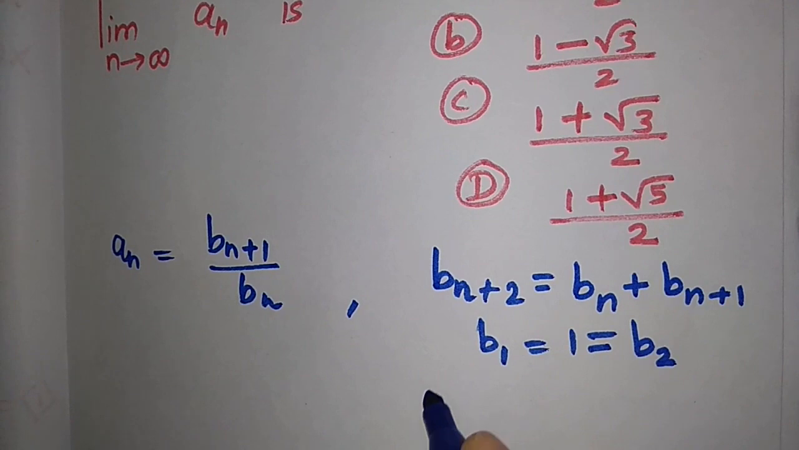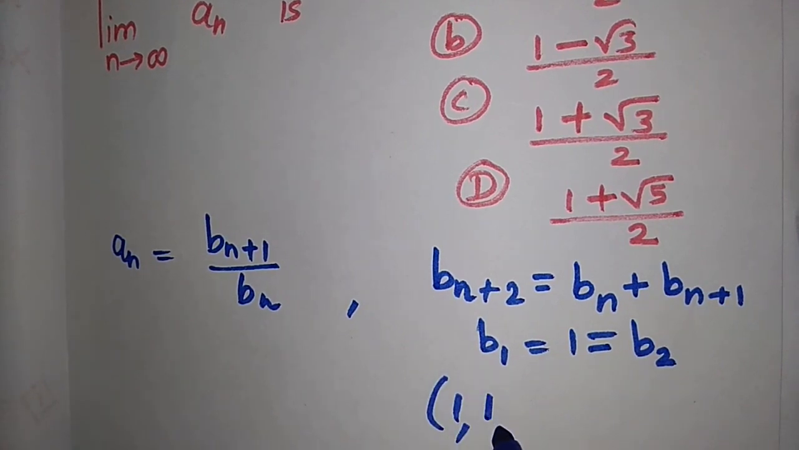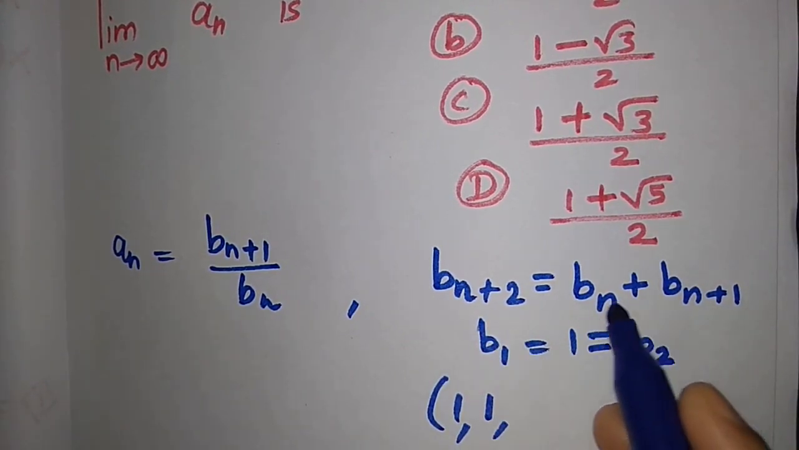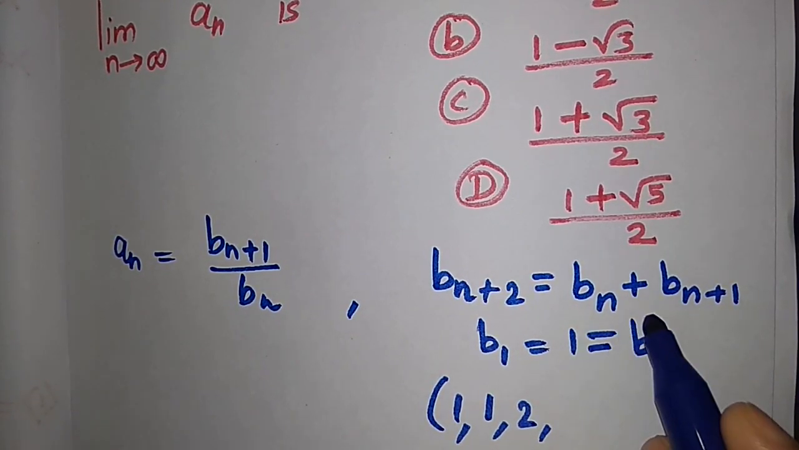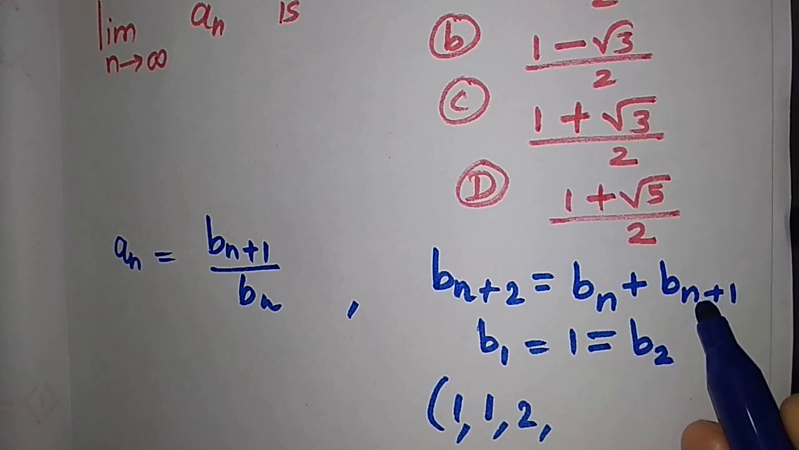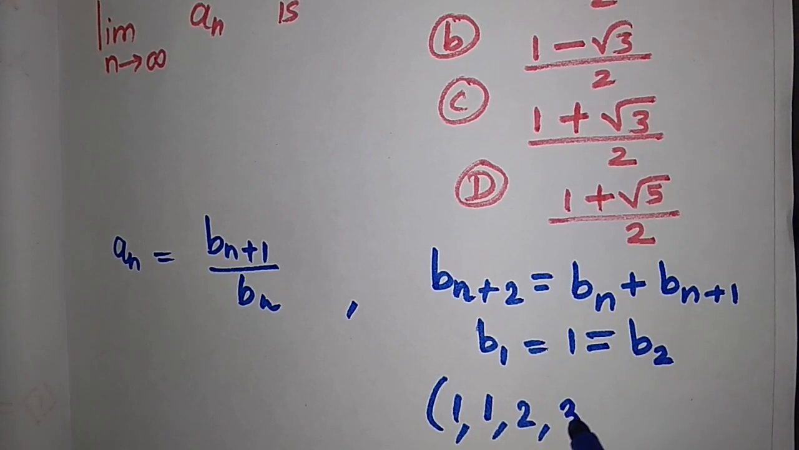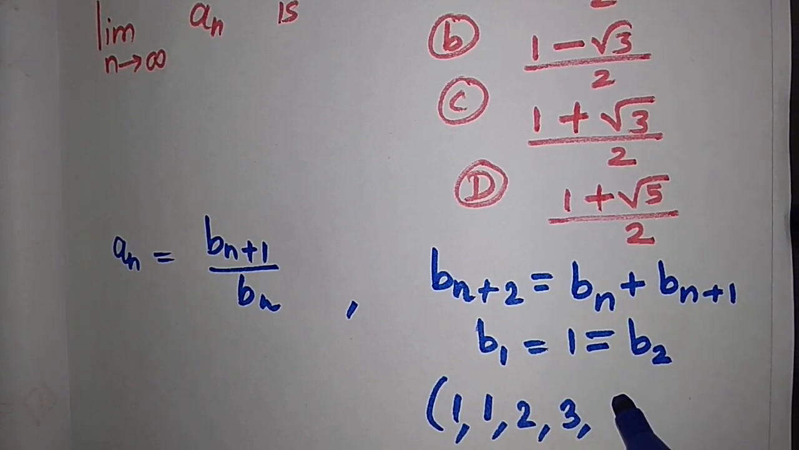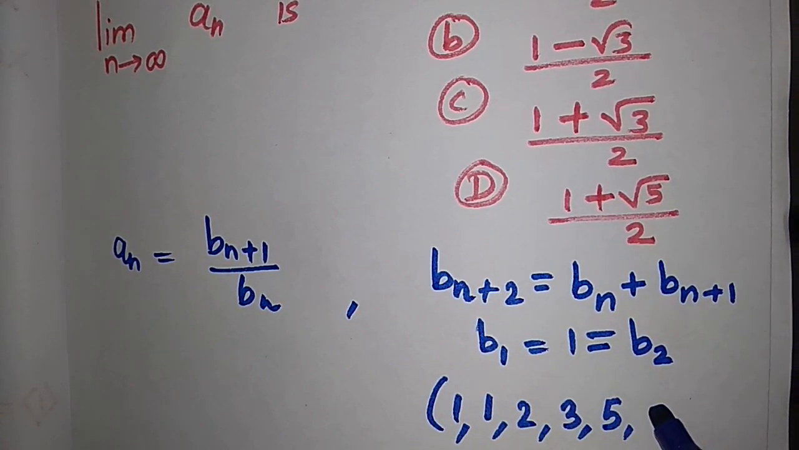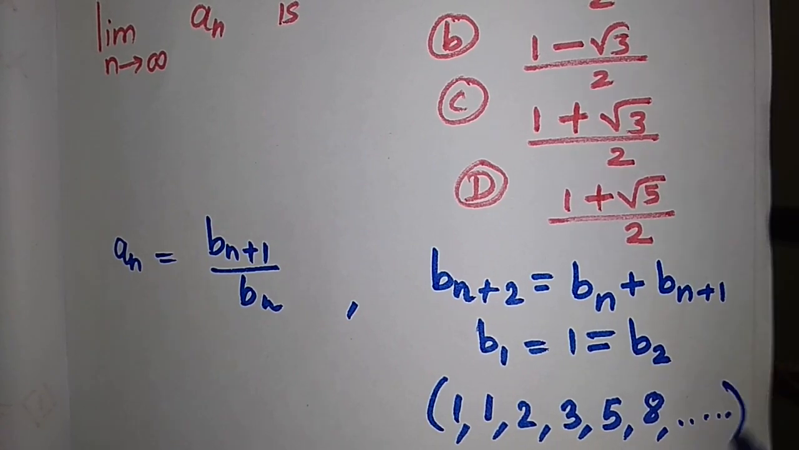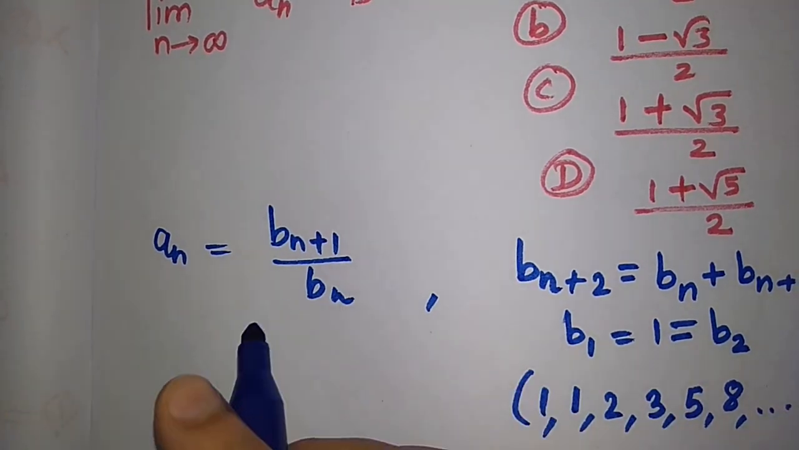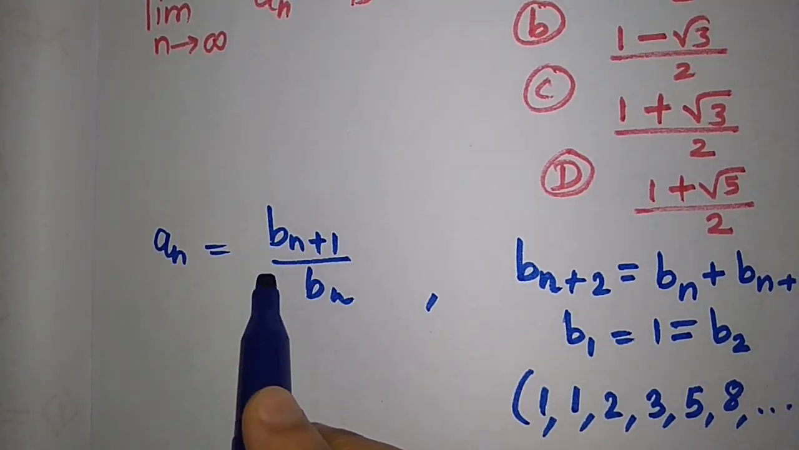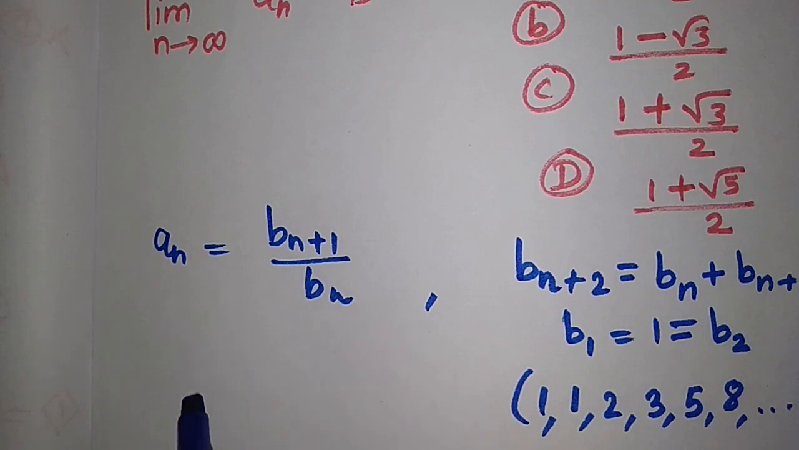So b1 is nothing but 1, the second is b2, the third is the addition of b1 plus b2, that is 2. Then the fourth term is the addition of the second term and the third term, that is 1 plus 2, which is 3. Then you take the addition of the next two terms, 2 plus 3, which is 5, then 3 plus 5, which is 8. So this is just a Fibonacci sequence, and we have to solve the limit of bn plus 1 divided by bn.